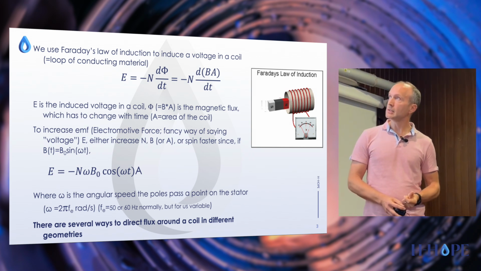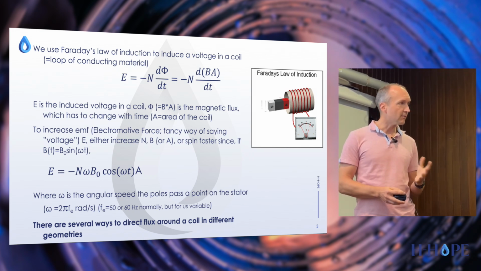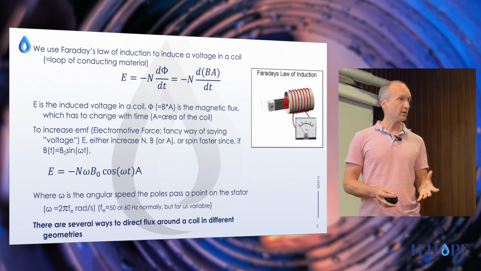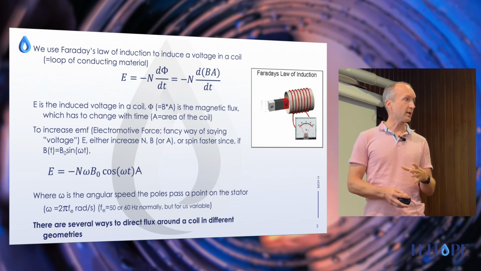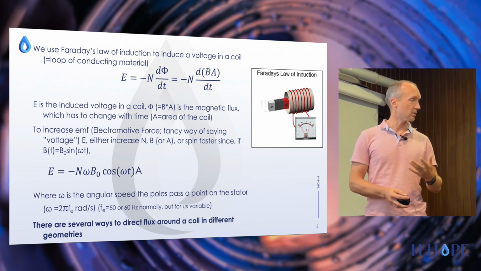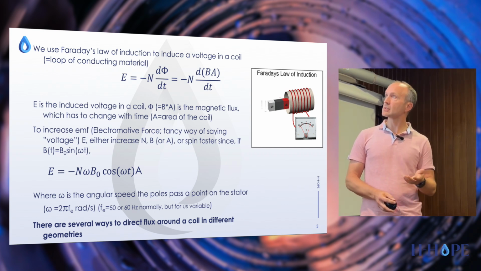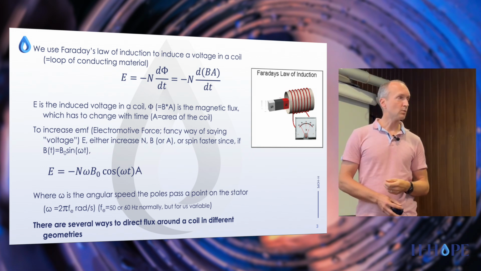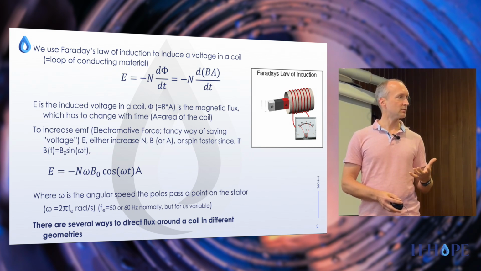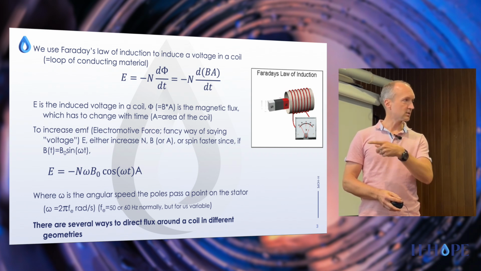So E here is the induced voltage in the coil. Phi is the magnetic flux, which is magnetic flux density times the area the coil spans. And that's really what has to change with time. We don't change the area of the coil, so we have to change B, or the total flux, as a function of time. If we want to increase the EMF, electromotive force, the E, which is a fancy way of saying the voltage from the generator, we have to see what E is dependent on. It depends on the number of turns times the flux density times the area, and then this time derivative.